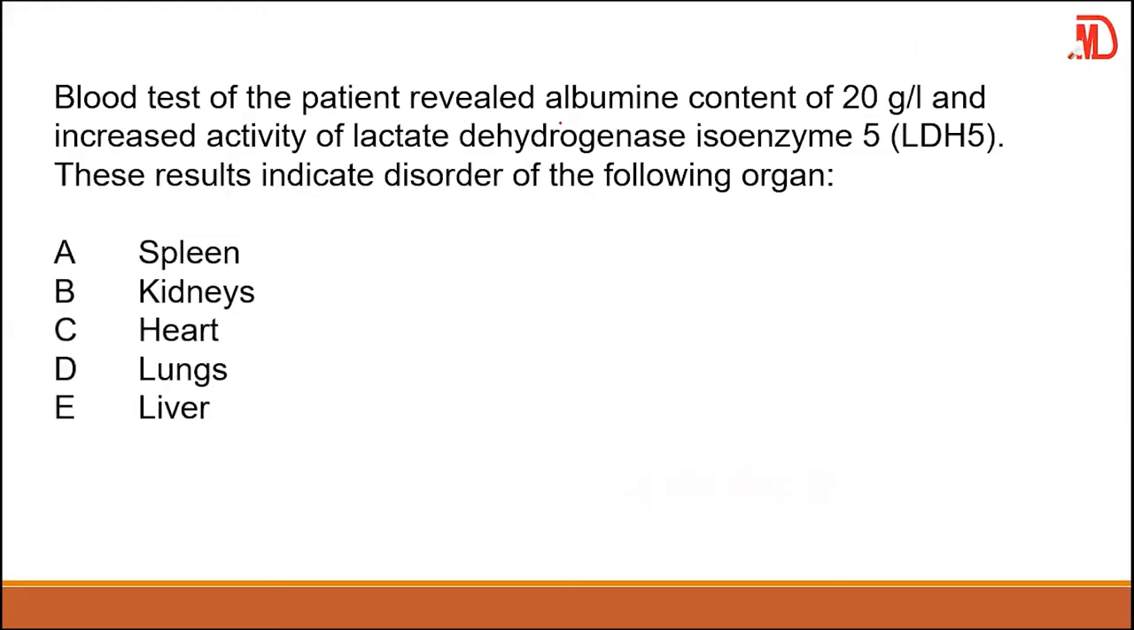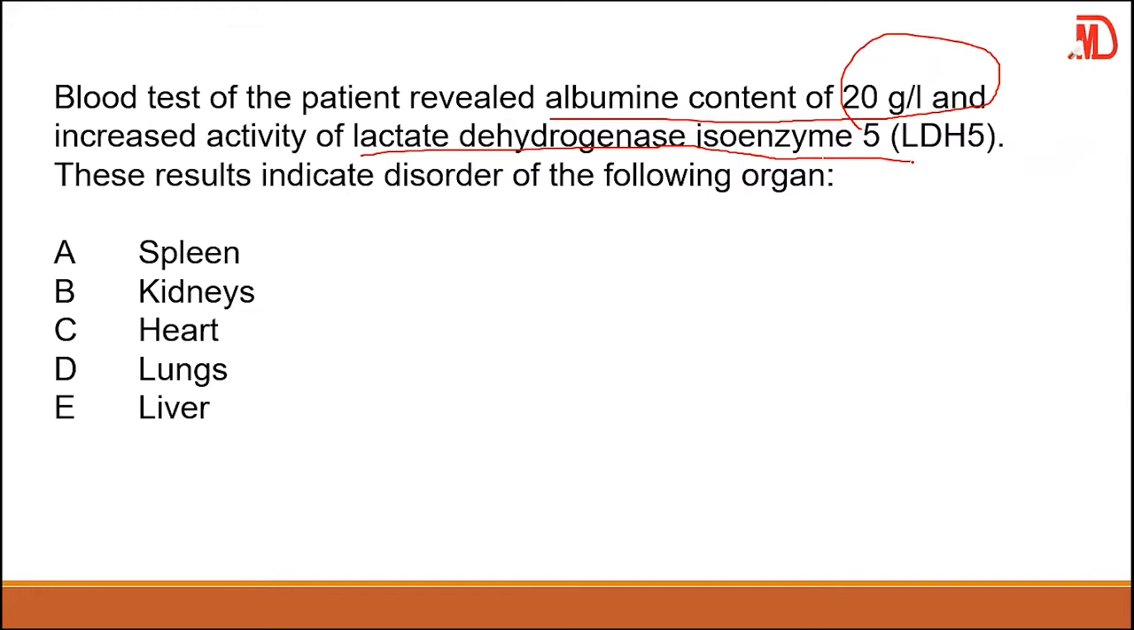Blood test of the patient reveals albumin content of 20 and an increased activity of lactate dehydrogenase isoenzyme 5. Again, if you have been watching our presentations on some of these biochemistry bases, we talk about the different types of LDH, or lactate dehydrogenase. We talk about type 1, type 2, type 3, type 4, type 5, and where in the body you can find them. Some can be found in the muscles, in the liver, in the heart, and other places.